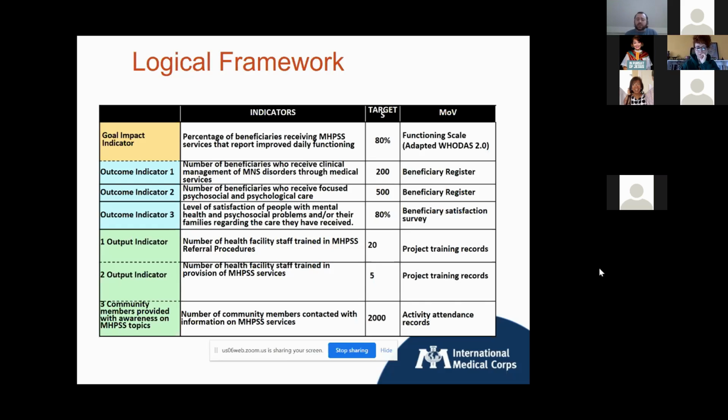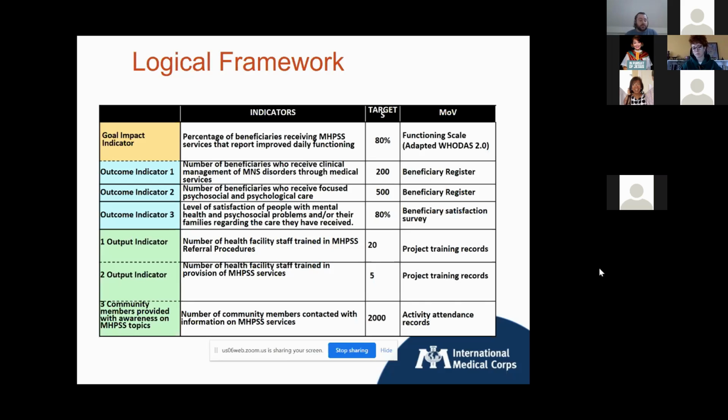Again, the means of verification here for this indicator is the same as the previous one, as it's also capacity building, using project training records, attendance lists, training reports, and feedback forms. In addition, you may want to use some qualitative means also for looking at the quality of the training, for example, in terms of feedback forms, or also post-training evaluations or pre and post tests for the training. Indicator number 3 is community members provided with awareness on MHPSS topics.